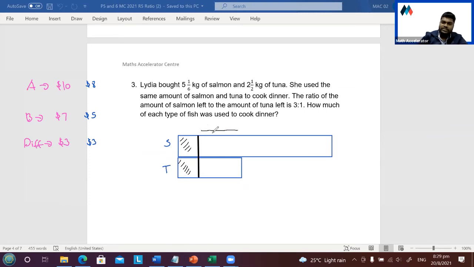So this is 3 units and this is 1 unit according to the question. So notice, before and after, the difference here still stayed the same, didn't it? Right? So now, can you find out what is the difference here? Okay, so all you gotta do is just take 5 whole 1/6 minus 2.5 kg.